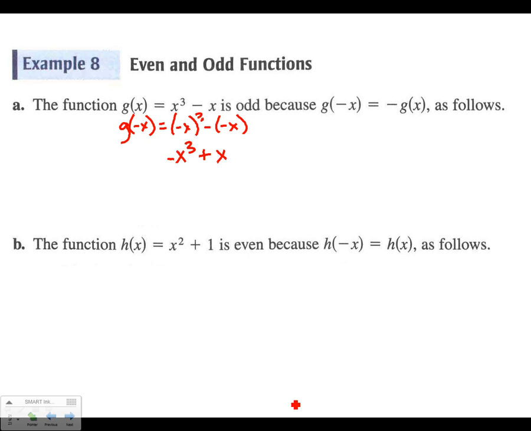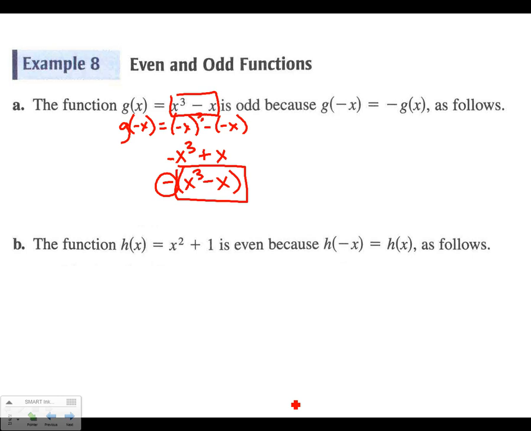We could factor a negative out of this, and we'd have negative x cubed minus x. Notice how our final equation is exactly the same as our original equation, except for this additional negative. If that's the case, then our function is odd.